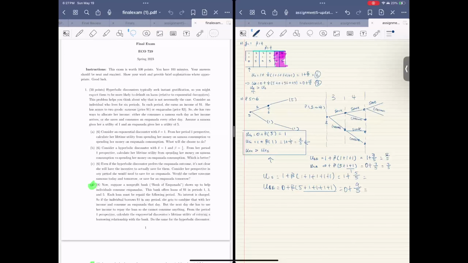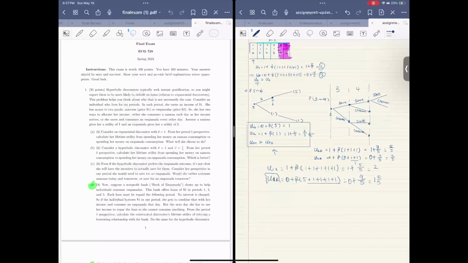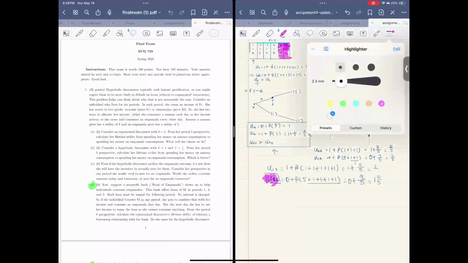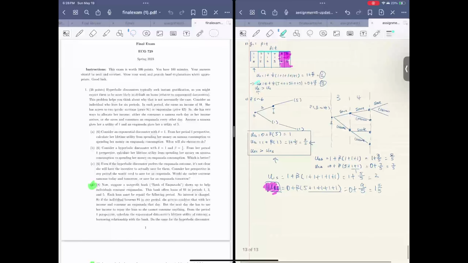So in reality, by using backward induction, we know that period 1 for samosa would be 2. So this would be 1 and 5 or 4. So this is the reality. This is the more preferable outcome, right?